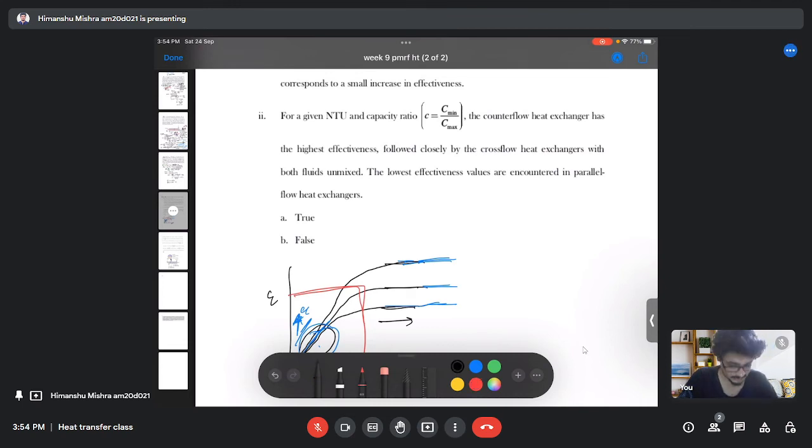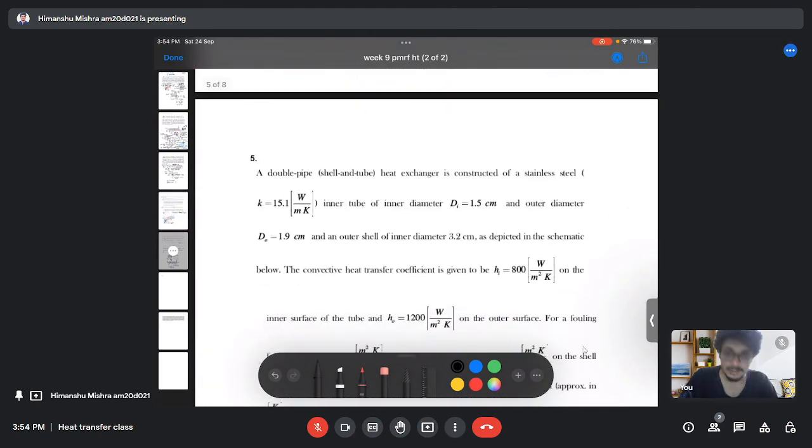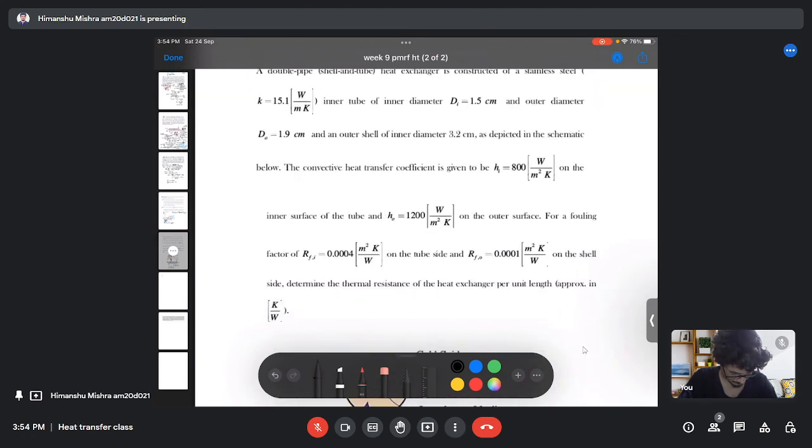So you can check these effectiveness and NTU plots for different types of heat exchangers, and you can find that the effectiveness of the counterflow heat exchanger is usually greater than that of the cross flow type, and for the parallel type the effectiveness is usually comparatively much lower. So both my statements are actually correct. So the correct option is A here. So let's move to a different question.